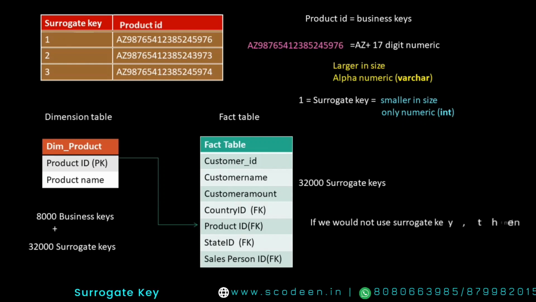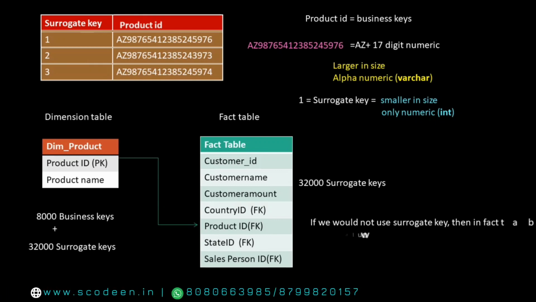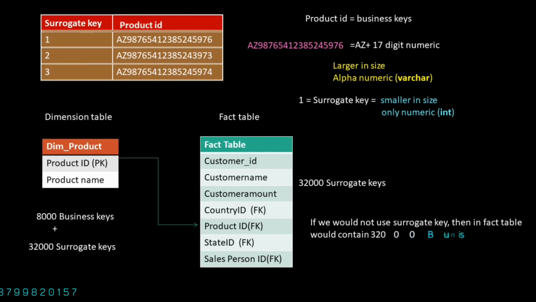So now the conclusion point is, if we would not use the surrogate key in the fact table, then what will happen? That means 32,000 business keys we have to place, and this will create a major performance issue.